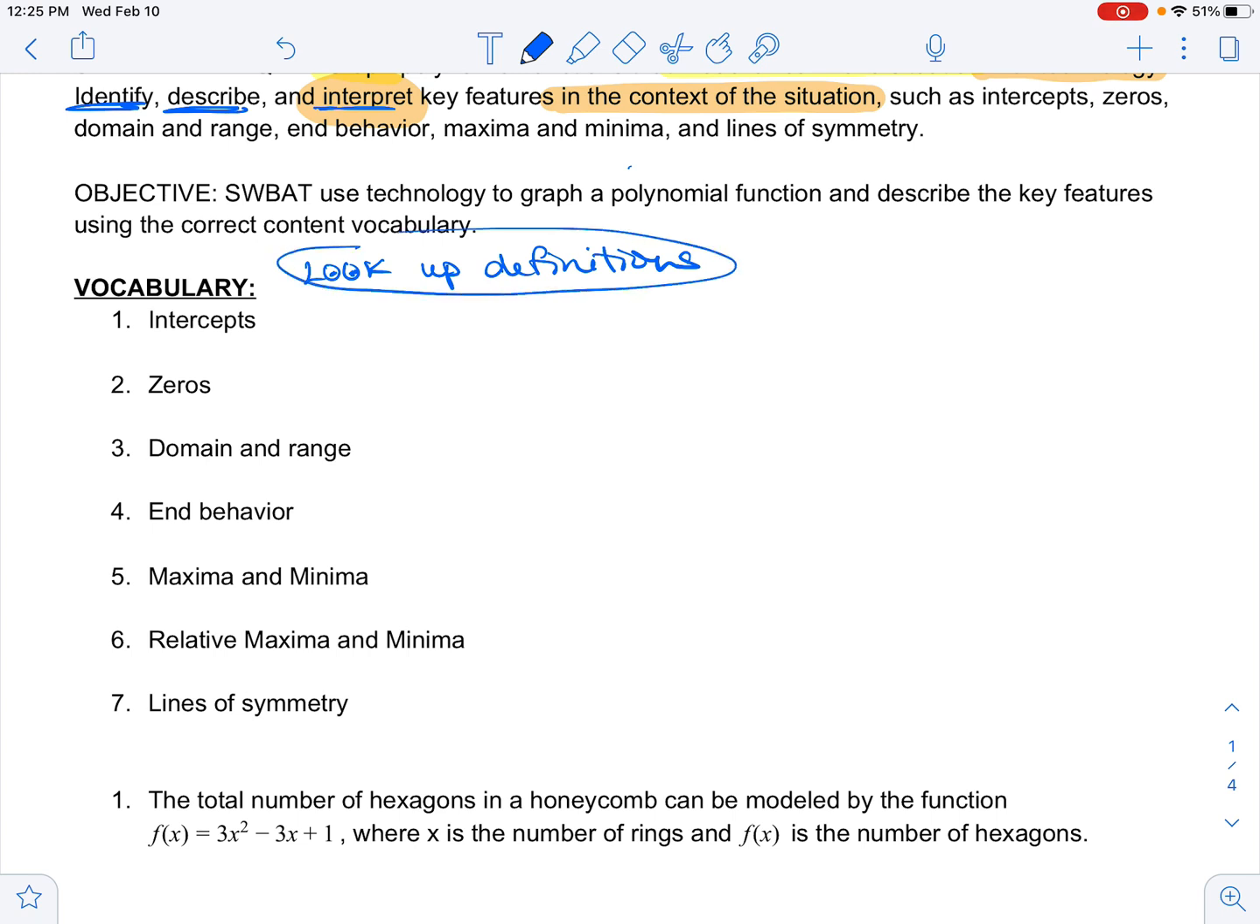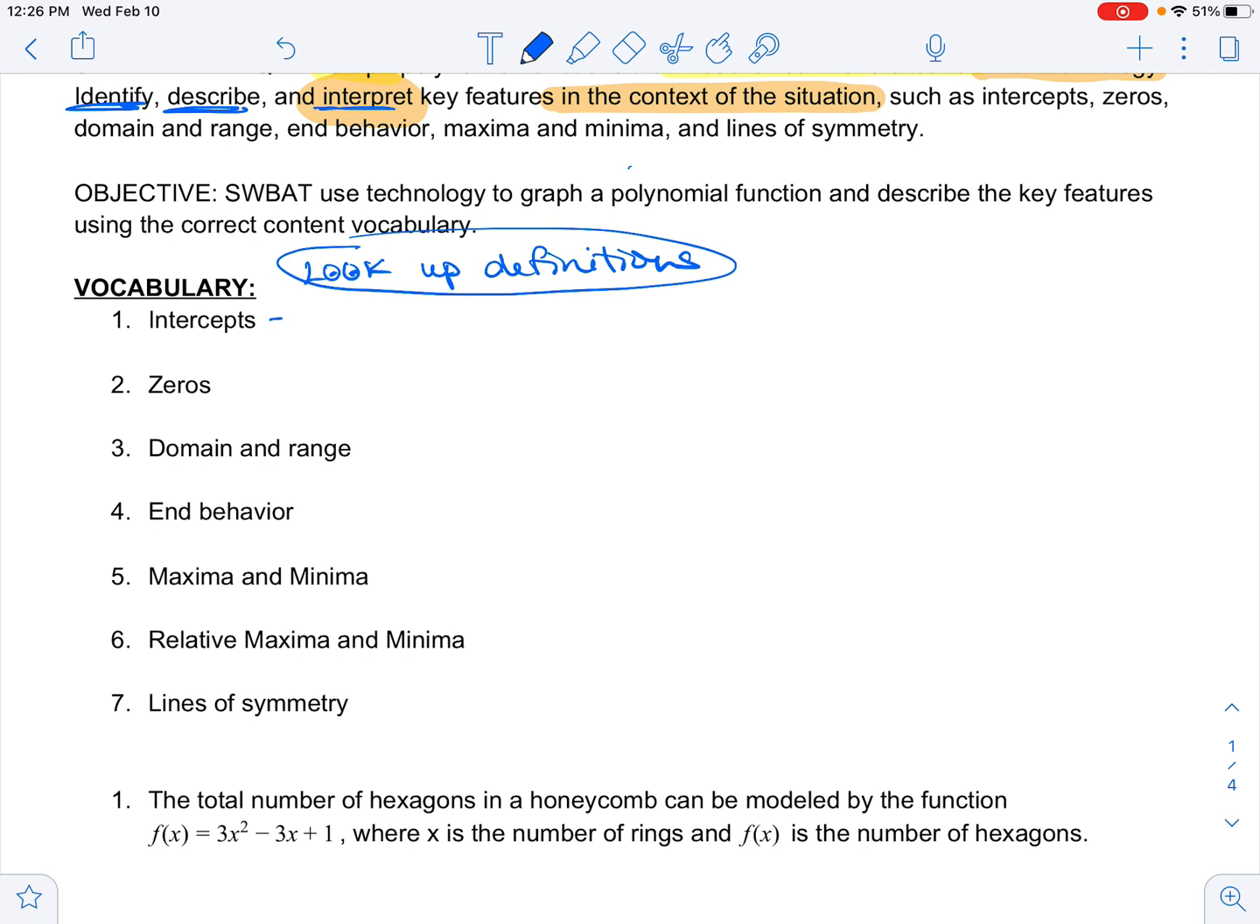So just Google them, maybe do like a math definitions vocabulary or math vocabulary intercepts so that you don't get science, or you don't get other pieces, or just generic. Maybe even put algebra definitions and then type them in.